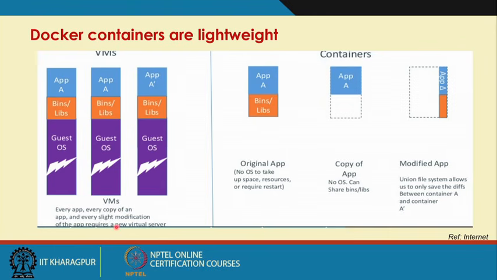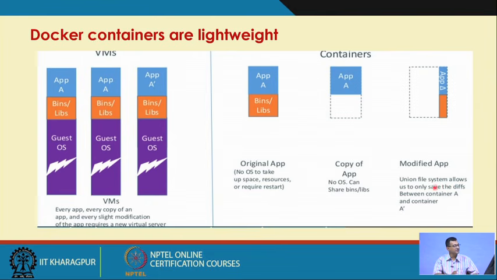If it is running on a VM, then every copy of an app, every slight modification, requires a new virtualized environment. Whereas in this case, a slight modification allows us to save only the difference between container A and container A dash, and that can be done at the container level.